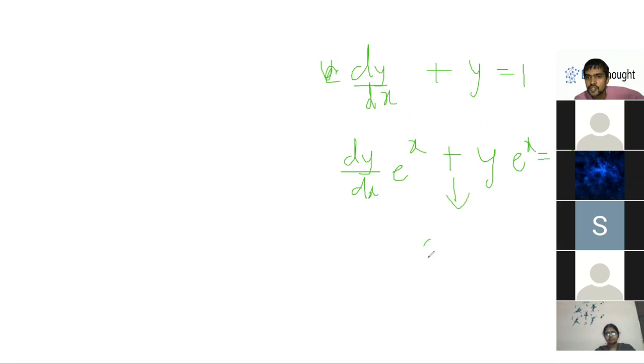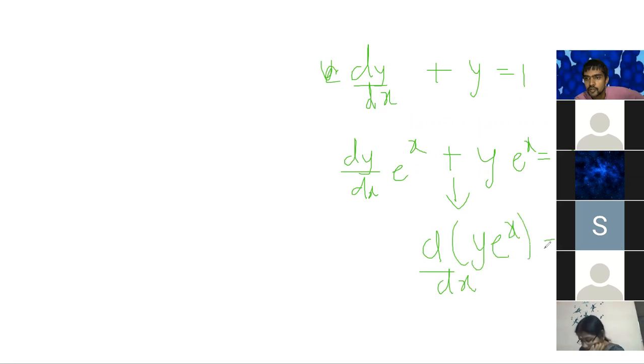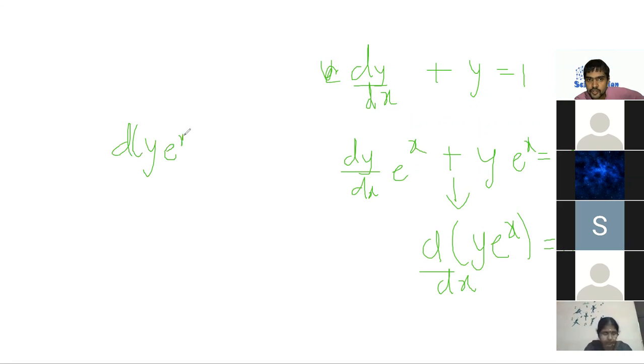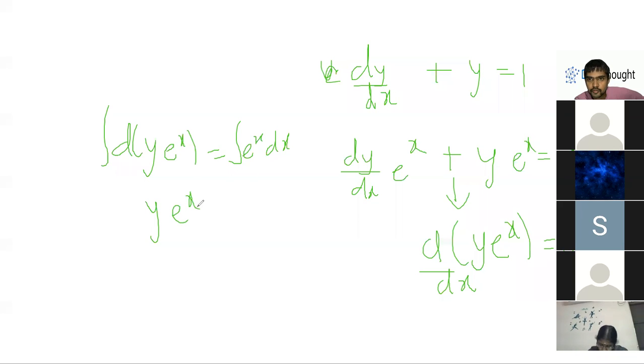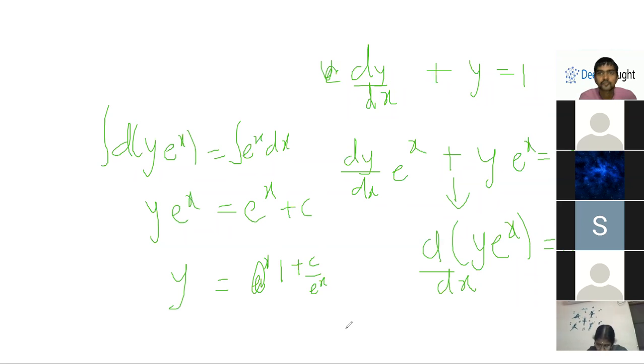But this whole thing is the same as d by dx of y e power x, that I'm getting as e power x. So how will I solve it? d(y e power x) is equal to e power x dx. I integrate on both sides. I'll get y e power x is equal to e power x plus c. So I'll get y is equal to 1 plus c by e power x. That will satisfy this condition.